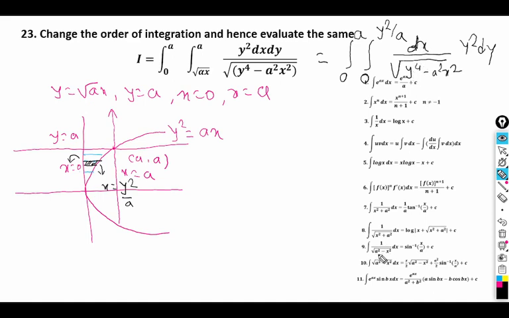So the integral of 1 upon root of a square minus x square is sine inverse x by a plus c. So only this formula we can convert and use. Just a minute, I will show you.